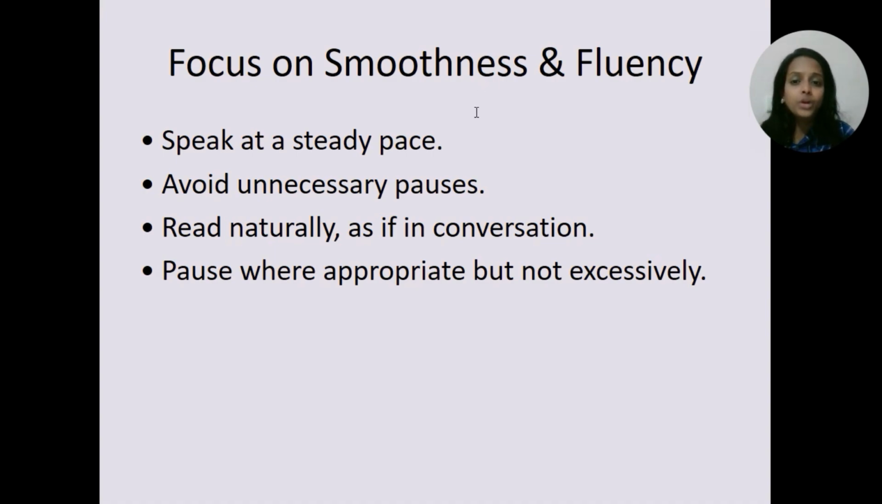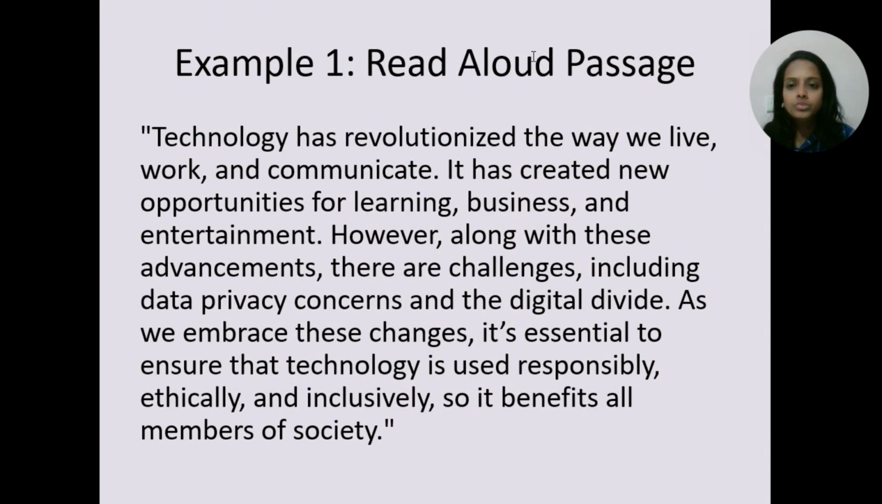Okay, so practice pausing only where appropriate. If you pause too often or at the wrong places, then it can disrupt the flow of the sentence. Got it? Now let's look at an example here. This one, if you want, you can just pause the video and you can try to read it by yourself.